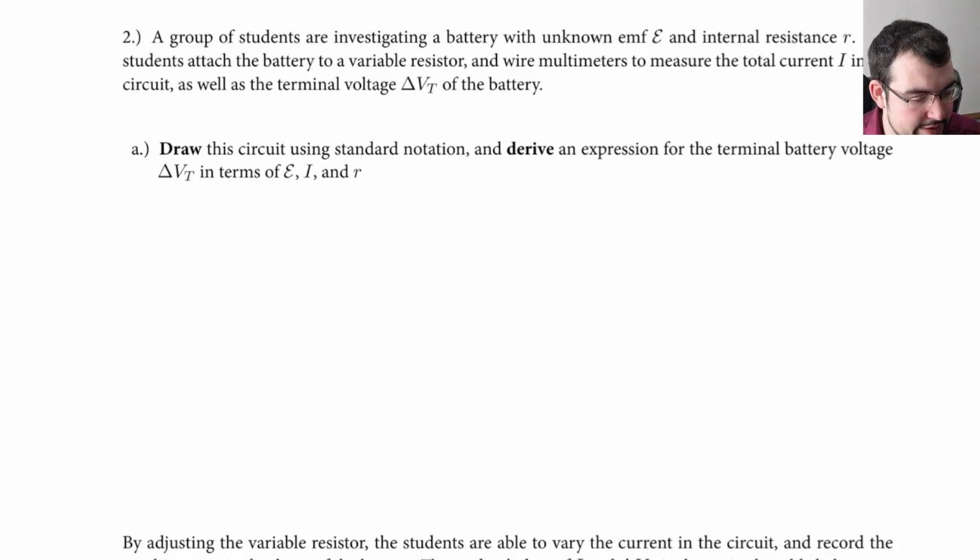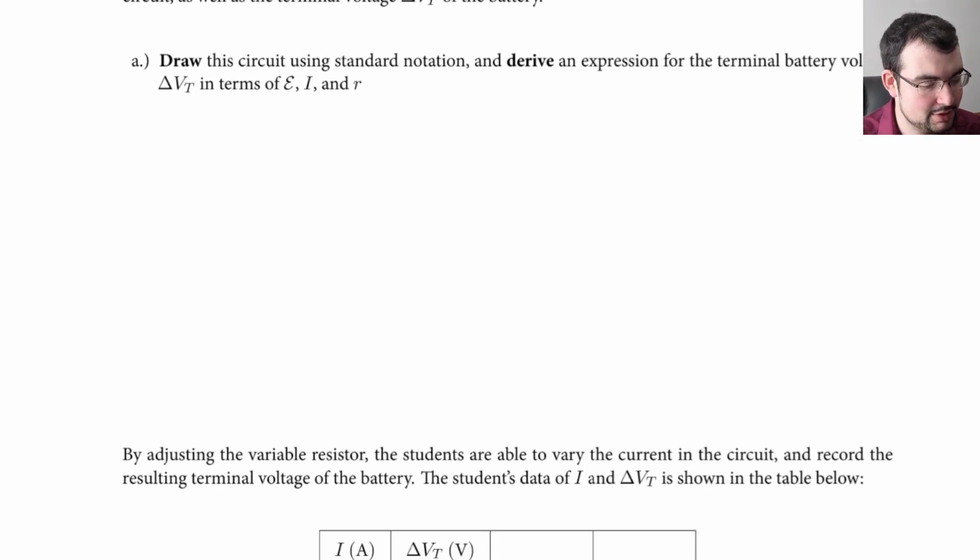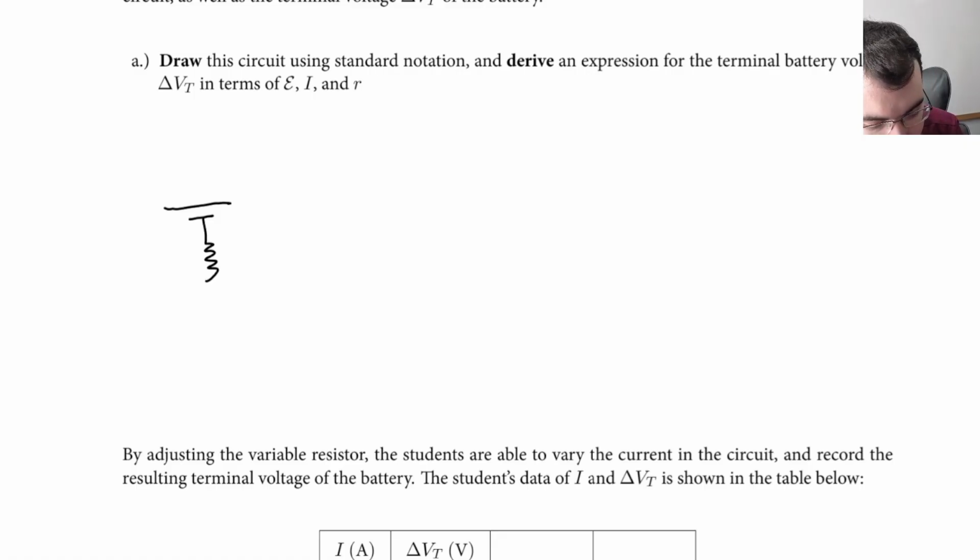So first we're just going to draw this with standard notation and then derive an expression for the effective battery voltage. So if we draw this circuit, we have a non-ideal battery. We're going to model the non-ideal battery as sort of its own object right here.